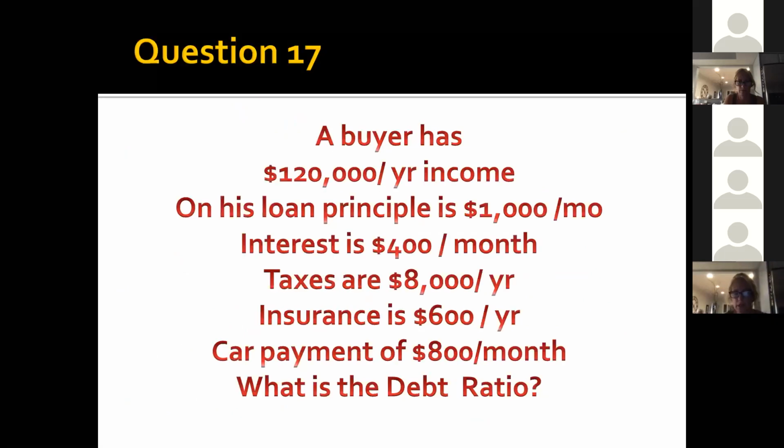Now we're going to add his debt onto it too. So we're going to have the same numbers again, but we're going to add his car payment. A reasonable car payment nowadays, if you buy a BMW, is $800 a month. So what's his debt ratio?